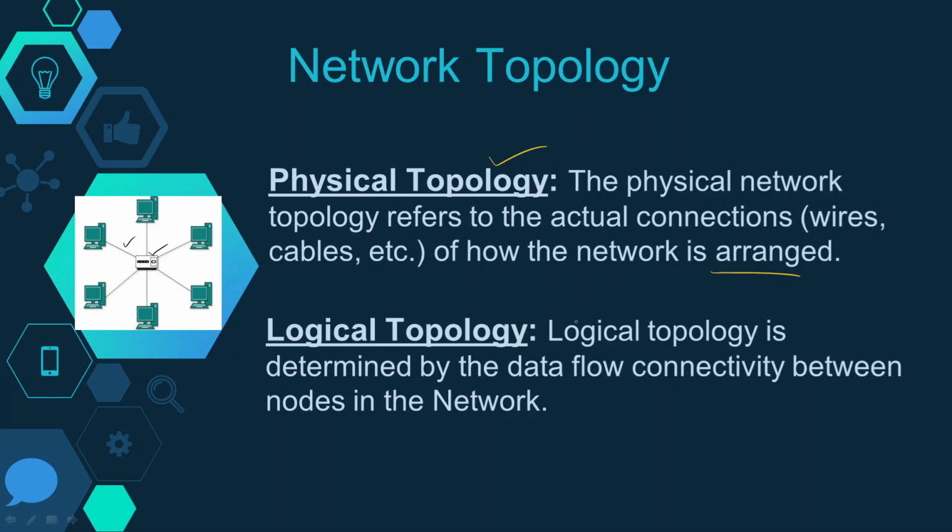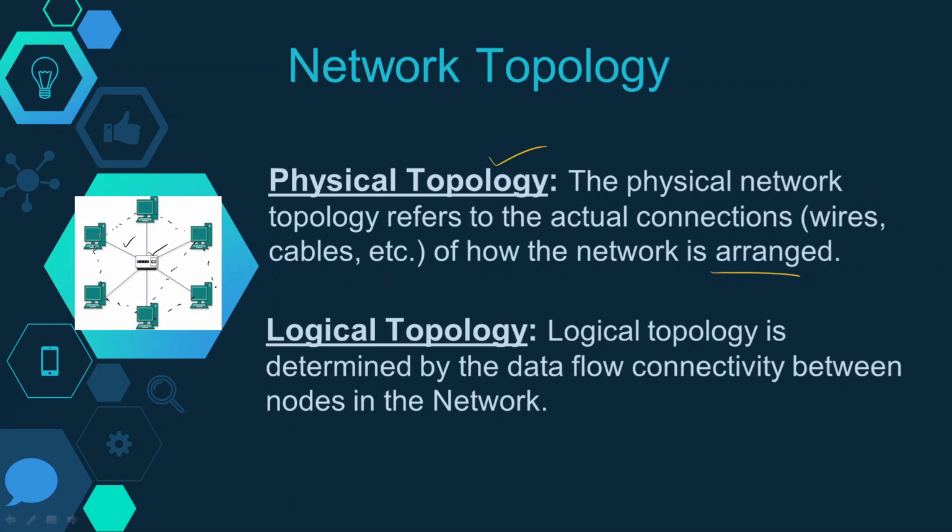While on the other hand, the logical topology is determined by the data flow connectivity between nodes in the computers. Now what that means is that although this is a physical layout, we can draw the logical connection. Logical connection means how these computers are communicating with each other. Let's suppose this computer can communicate with this one. It can also communicate with this. All these computers in normal arrangement can communicate with each other.